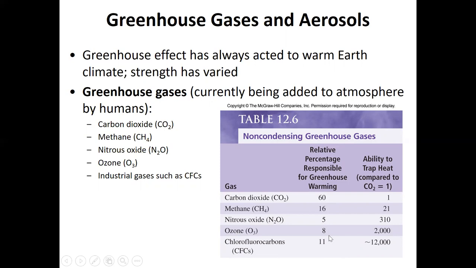And this is the ability to trap heat compared to CO2, where CO2 is one. You see, methane is 21 times more powerful at trapping heat than CO2. Nitrous oxide is 310. Ozone is 2,000 times more powerful than CO2. And CFCs are 12,000 times more powerful than CO2. So CFCs, those are found in refrigerants and in cooling systems. And so the US government is actually phasing them out. So if you put in a new cooling system, you cannot use CFCs as a refrigerant anymore.